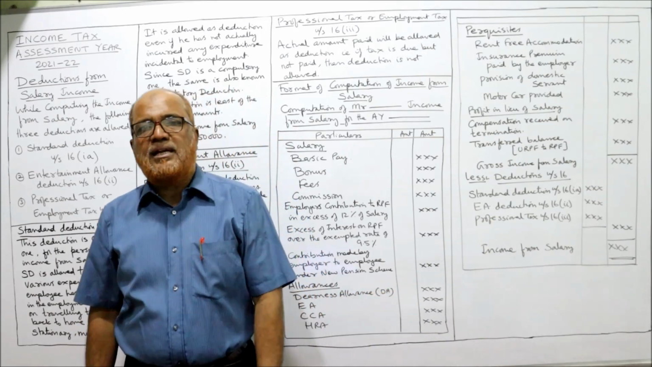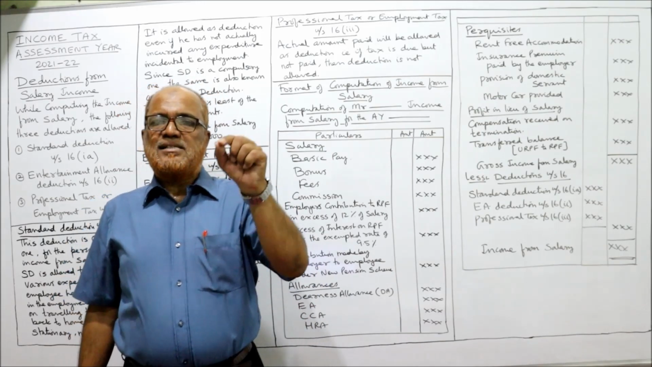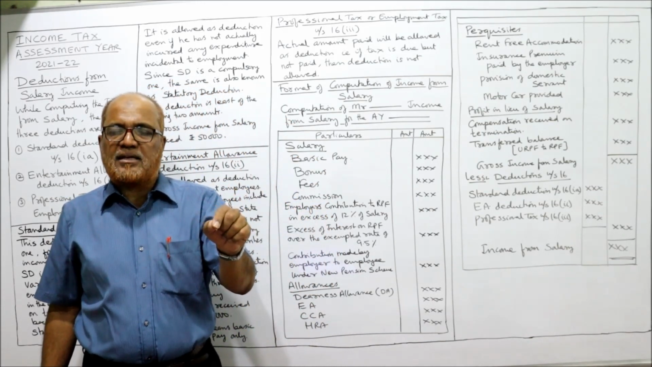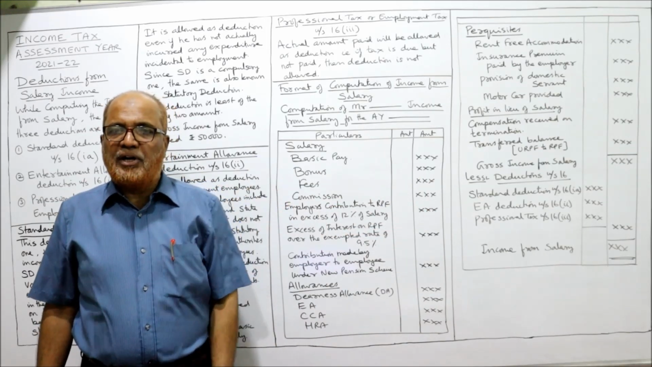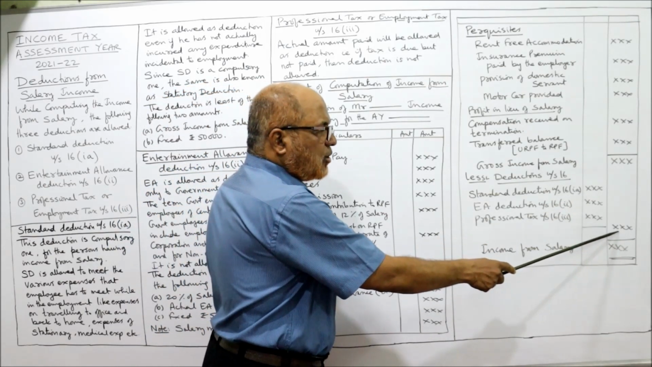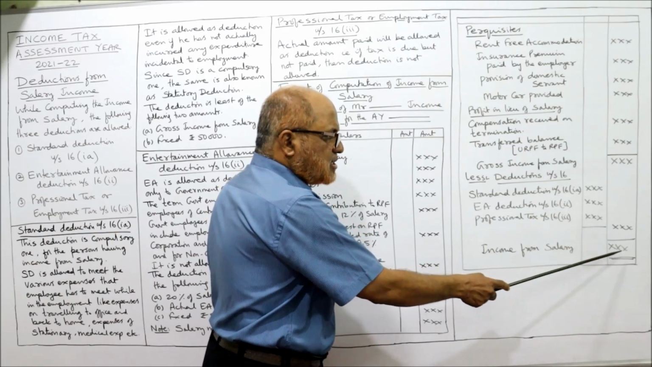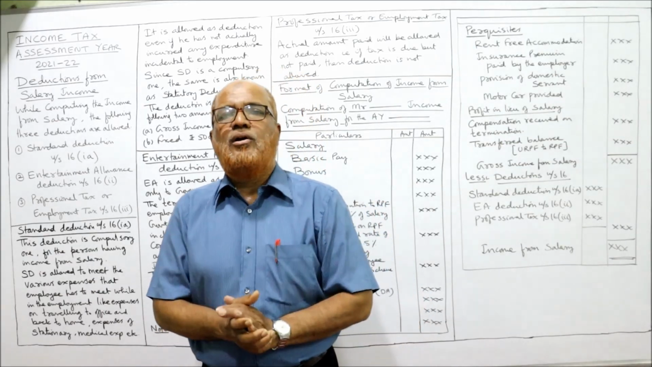Lastly, professional tax under section 16(3). If the SSC has paid the professional tax or employment tax, then only deduction. If it is due but not paid, no deduction will be allowed. Then take the total of these three items, put it in the outer column and deduct. Gross income from salary minus all these deductions, we will get income from salary. That's all.